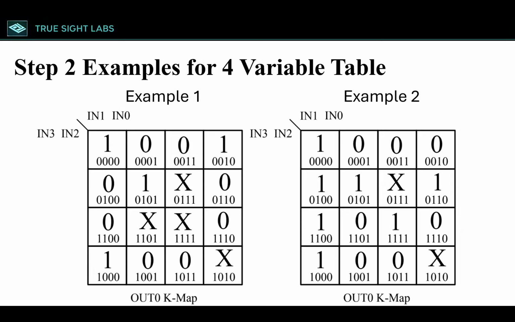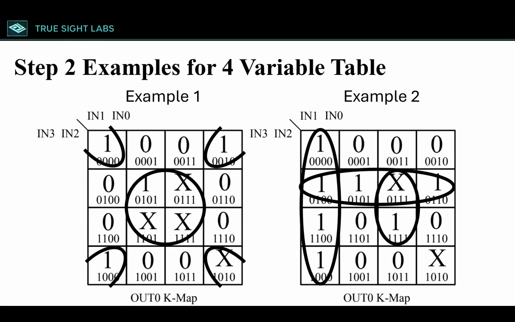Now, let's look at a couple examples of step 2 for a 4 variable K-map. In example 1, we use wraparound grouping on the edges, so the corners can still be grouped even though they look separated. We also use the excess in the middle to form a larger group, which helps simplify the expression. In example 2, we form the largest groups possible again. We have a tall group on the left, a long group across the middle, and we use an X in the center to make that group larger.